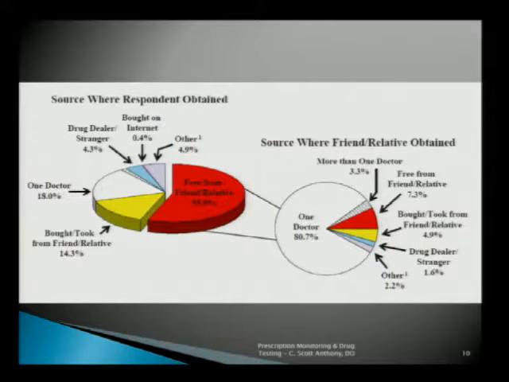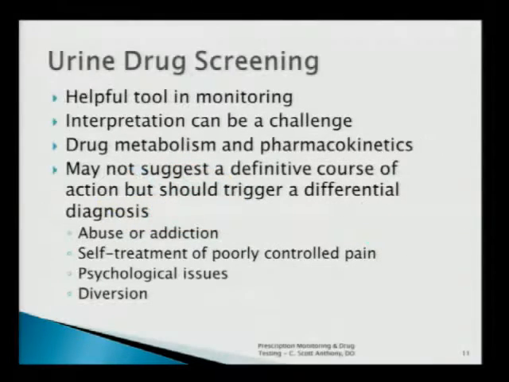This is where sources obtain medications from. You'll notice that the vast majority of patients who obtain medications obtained it from a friend or a family member, and of those, one doctor was the prescriber. So it's very common to see one doctor give it to one patient, and then that one patient gives it, rarely sells it, but gives it to a friend or gets it stolen or something along that line.